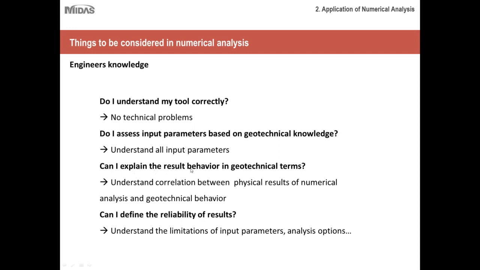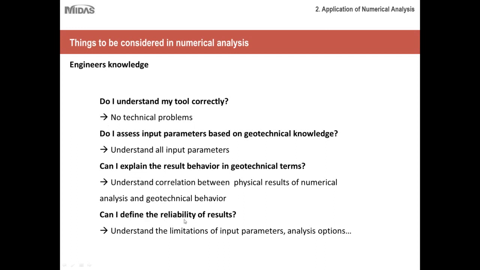Can I explain the result behavior in geotechnical terms? A lot of times numerical modeling programs will give us these results, but we need to interpret them as geotechnical values, in order to explain them to clients or to supervisors. We need to take these terms and interpret them in a way that would make them understandable to those working in the geotechnical engineering industry. We'll go into more detail about this later on when we discuss post-processing and result extraction, etc.